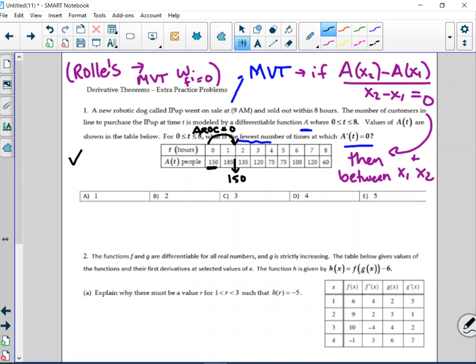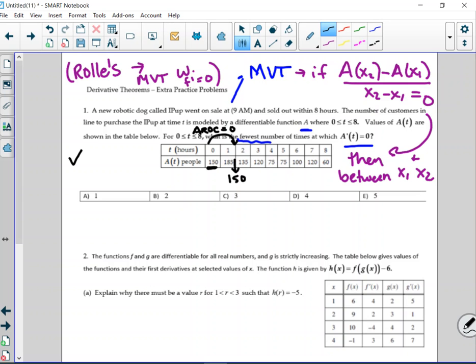I'm not saying it only happens once. It could happen 70 times. I don't care. I'm looking for the least amount of times it can happen. So if it's as well behaved, if it goes right to 185 and then right down to 135, I can establish at least one pair of points, 150 to 150, where I'm getting an average rate of change of 0.